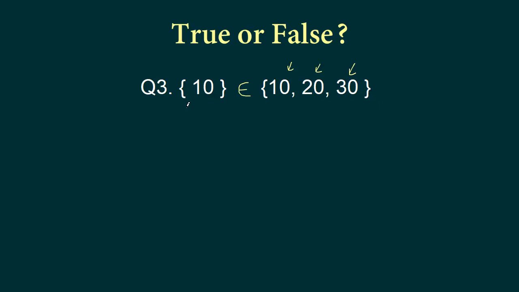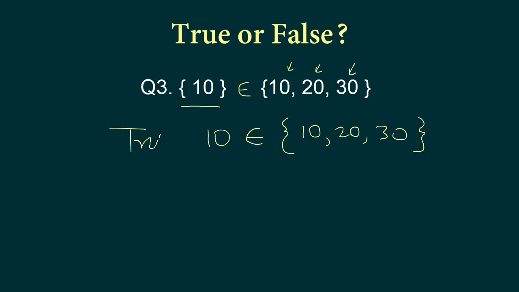Note that on this side, we have a set. A set is represented by curly brackets, and then we write the element or elements inside it. So this is a set. The question is, does this set belong here? We know that the number 10 itself belongs to this set: 10, 20, 30. So this is true. But the question is not this.